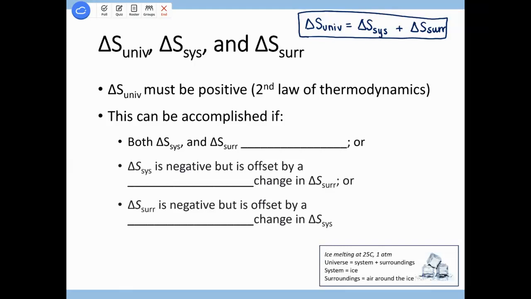Delta S of the universe, so the sum of delta S of the system and delta S of the surroundings, that must be positive. This is the second law of thermodynamics, which says the entropy of the universe is always increasing. So if you have any change in entropy of a system, if you add that with its surroundings, it's always positive. So that can be achieved if both the system and the surroundings have a positive change in entropy.